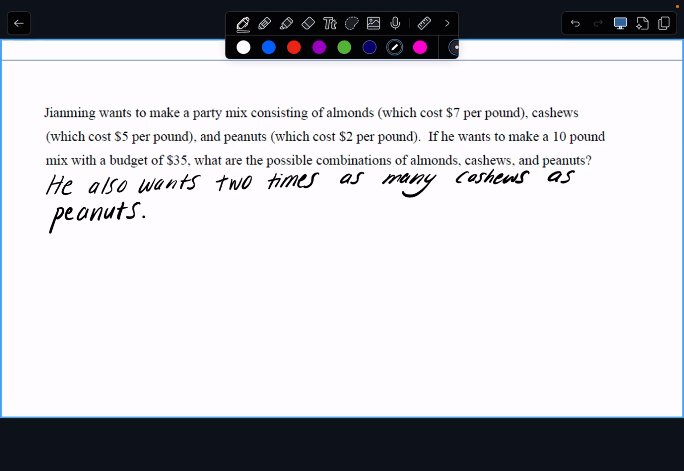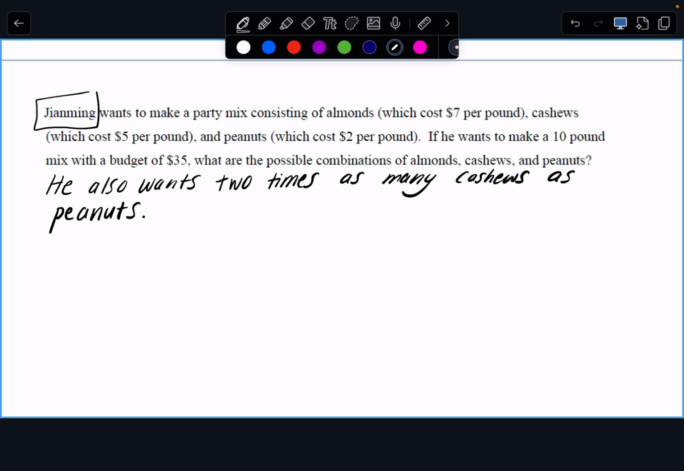Okay, read this problem. I would have to ask the student how to say their name so that I didn't disrespect them, so I don't know how to say it correctly. He wants to make a party mix consisting of almonds, cashews, and peanuts. He wants to make 10 pounds with a budget of $35. So he's like mixing them, correct? To make like a party mix, they're calling it, yeah?